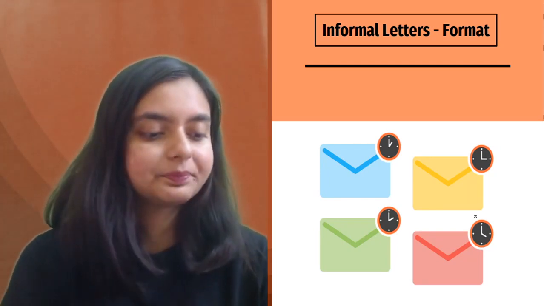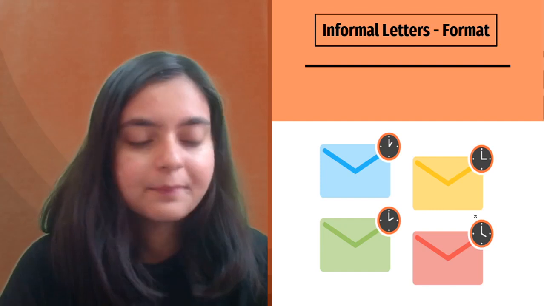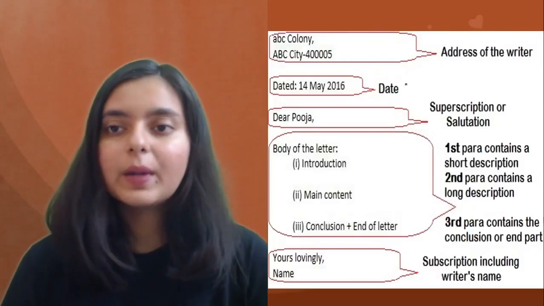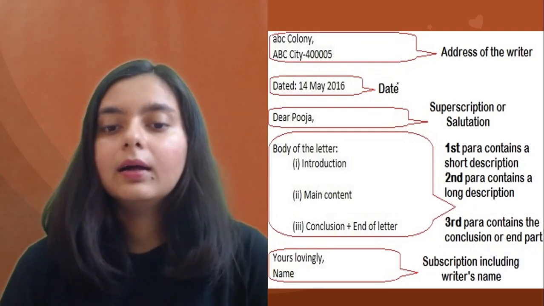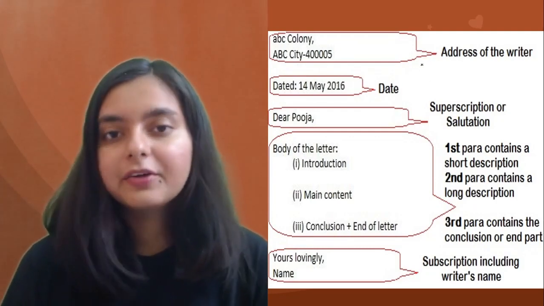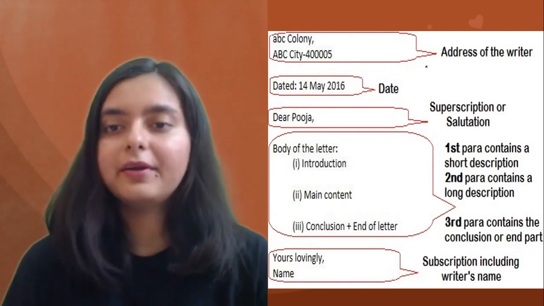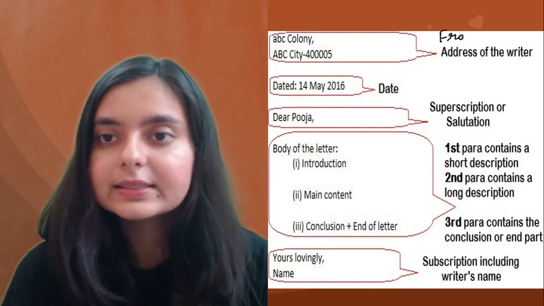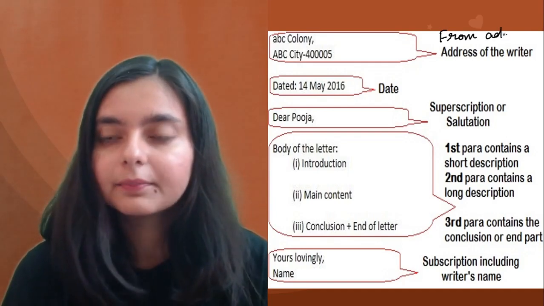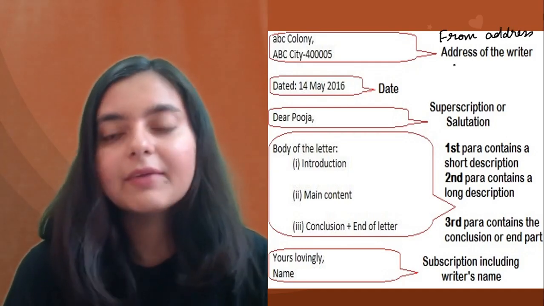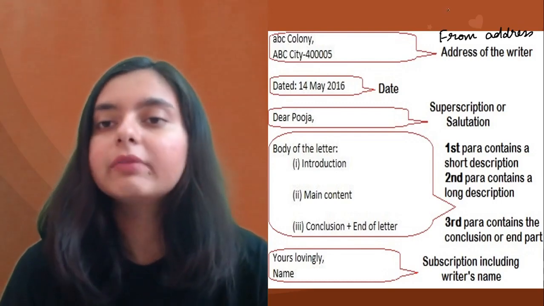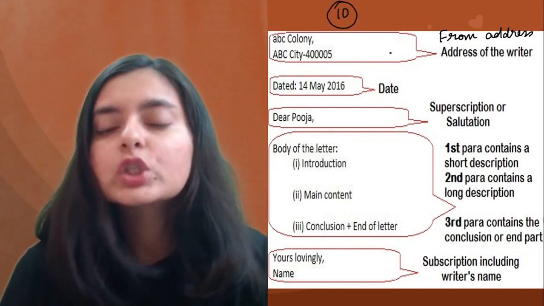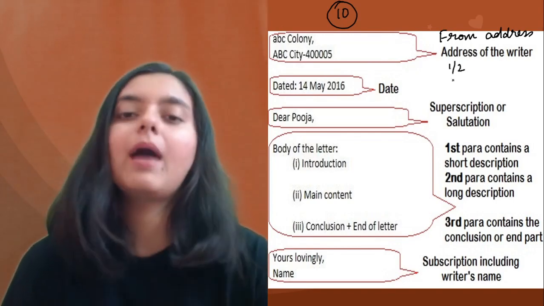So guys, one second. Yes. So the format of informal letters is this one. Address. Okay, that is the from address. Now this carries half a mark. I would call this the from address. I'm also going to simultaneously talk about the mark distribution. You know that the entire letter carries 10 marks, right? So this from address carries half a mark.